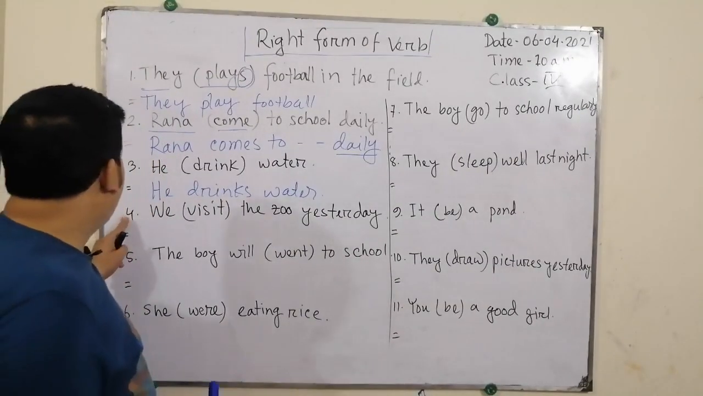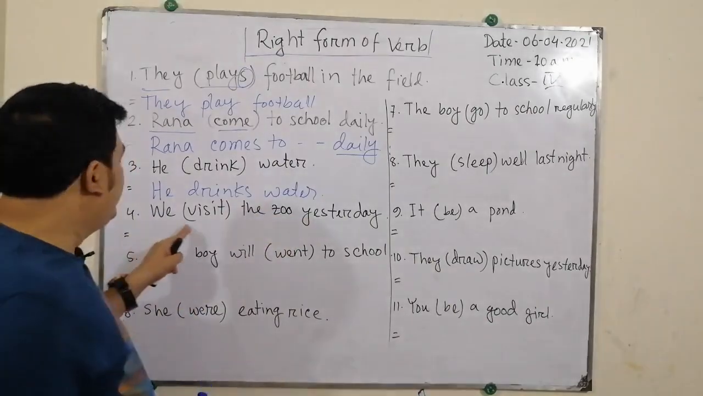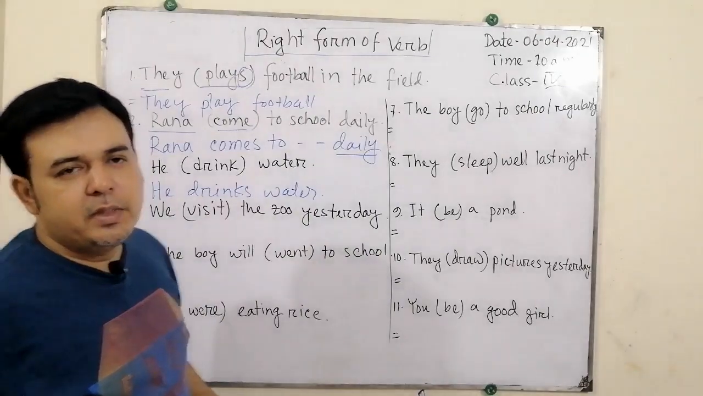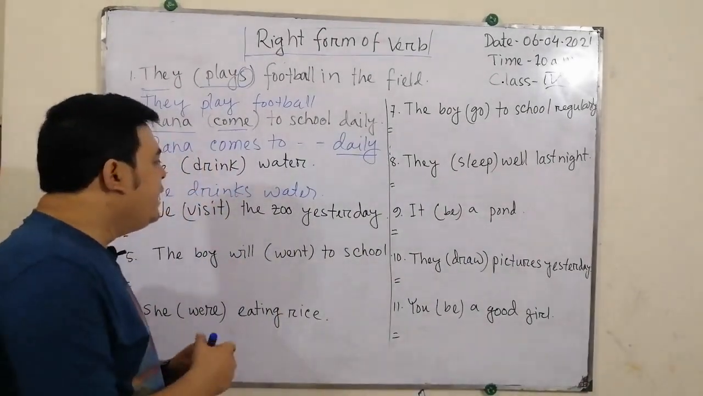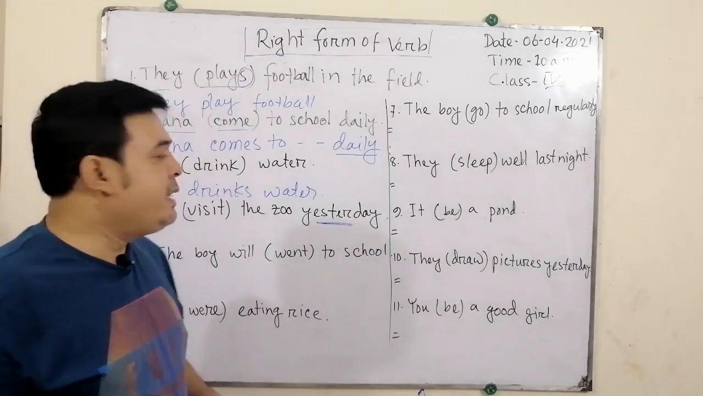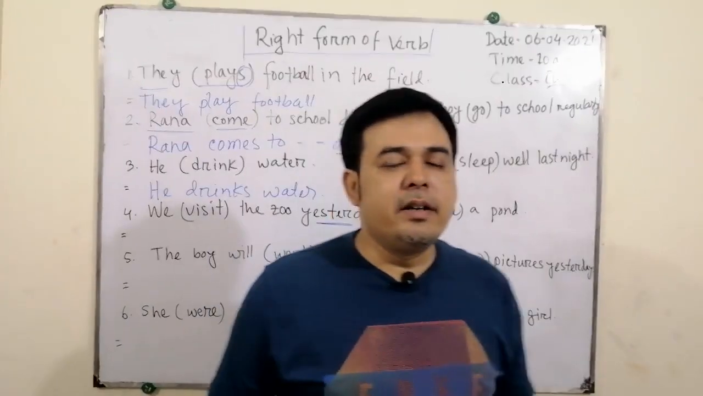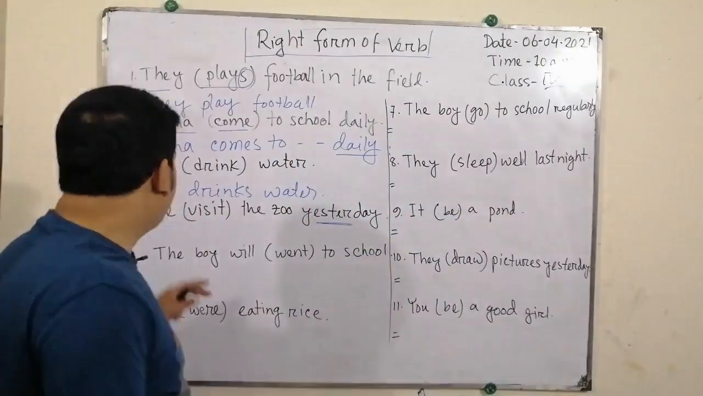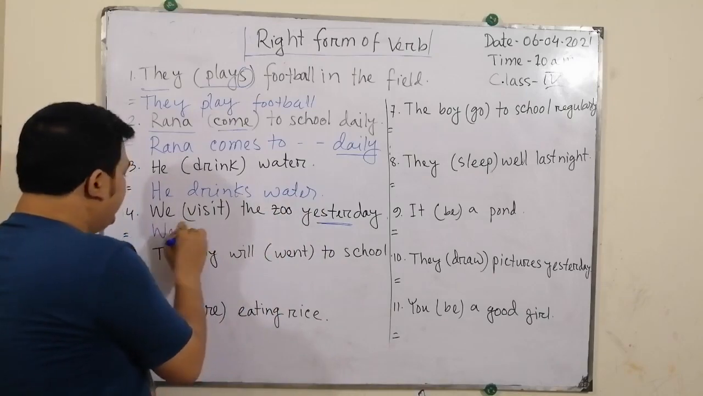Okay, dear. So next sentence: we visit the zoo yesterday. So what is the fact word here? Yesterday is the fact word. What does it show? It shows that the sentence is not happening at present. So for this yesterday, we should give the past.